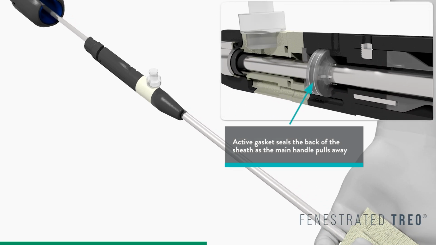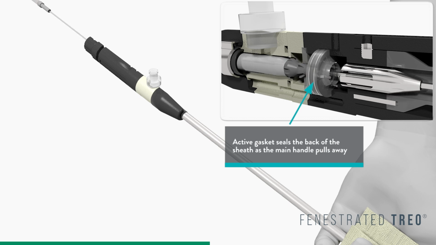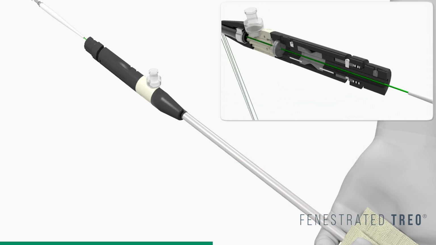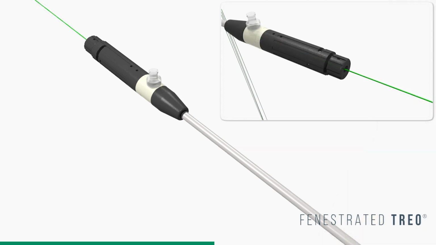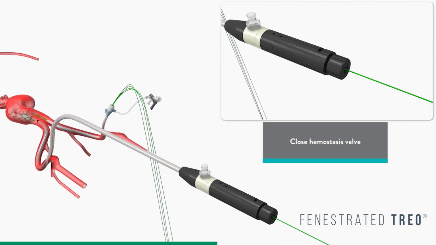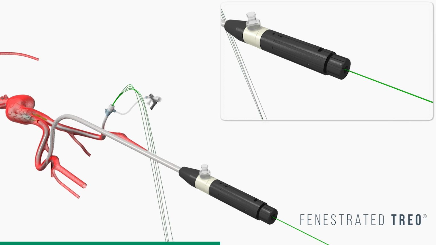Continue pulling slowly and observe as the delivery system tip exits from the hemostasis valve housing. If necessary, close the hemostasis valve after the tip exits the housing by turning the knob clockwise. Remove the delivery system handle assembly until it clears the guide wire.